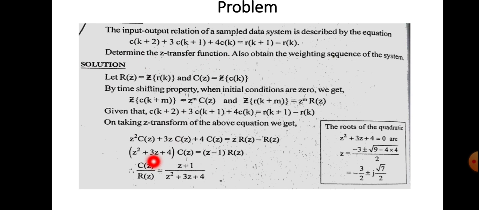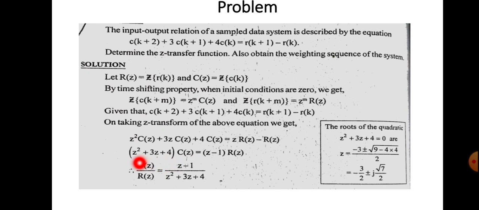So now you have the transfer function H(z) equal to C(z) by R(z). This is the Z transfer function that you have obtained. But here you are again asked to find the weighing sequence of the system. The weighing sequence of the system is the impulse response of the system. What is the impulse response? That is h(k), the impulse response.